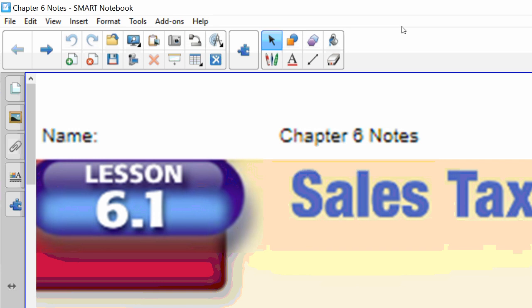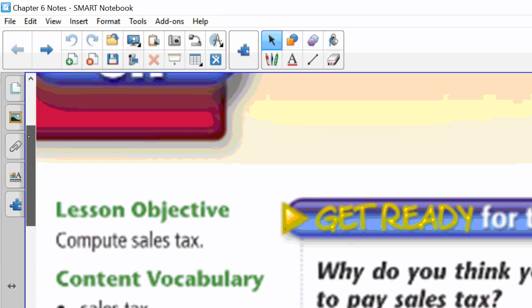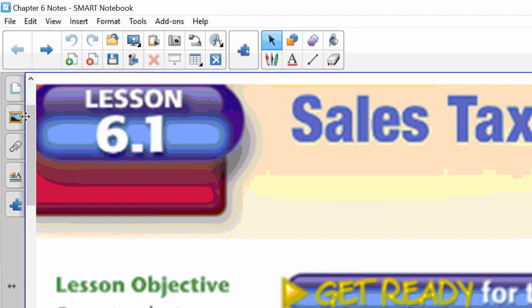All right, so this is lesson 6.1. We're figuring out how to compute the sales tax. And the first question we ask is, why do we have to pay sales tax? Why can't we just go, it's $1.99, I'm going to give you $1.99, and we get on with our lives? How come we have a sales tax?